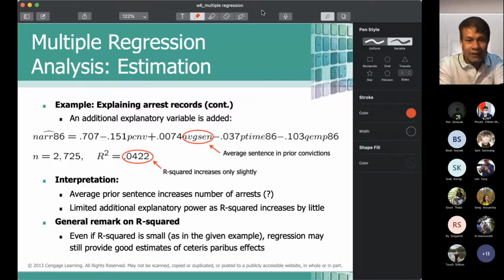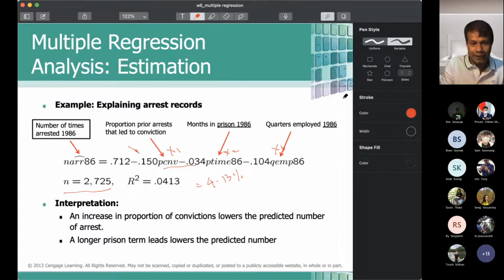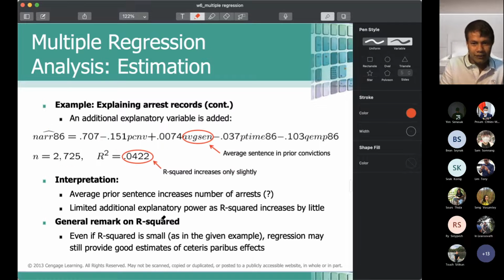All right. So next, here is another example. The same example, but here we add more variables. If you look at this regression, we only have 3 independent variables, and we obtain this R square of 0.413. When we include another independent variable, R square increases very slightly, from 0.41. Now it becomes 0.422. R square increases only slightly.